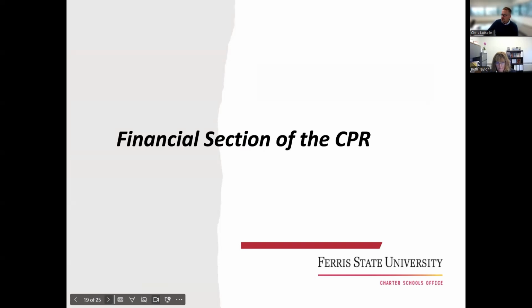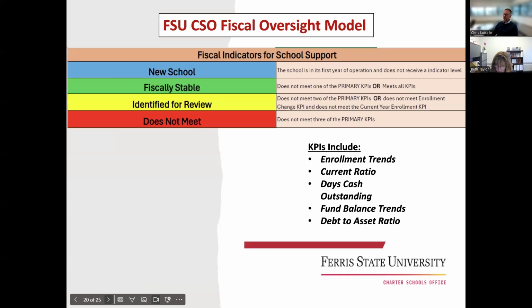Now we'll review the new financial section of the CPR. That can be found on page 16 of your CPR. So the first thing we need to talk about a little bit is contractual requirements, fiscal contractual requirements for your school versus just an oversight process that we use. So contractually, your school is required to not approve or operate under a deficit budget.